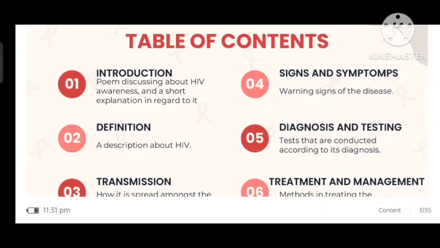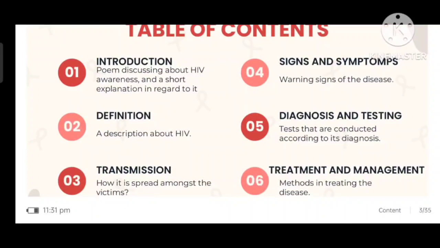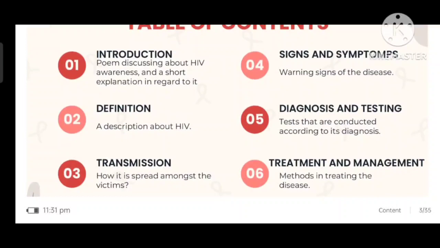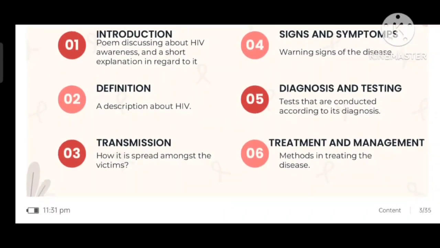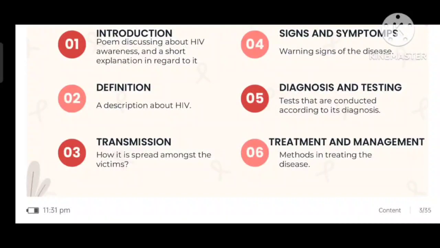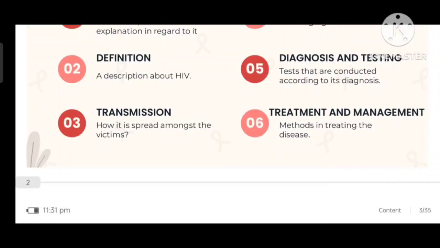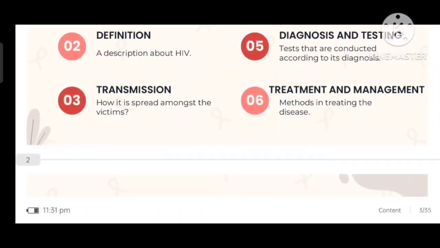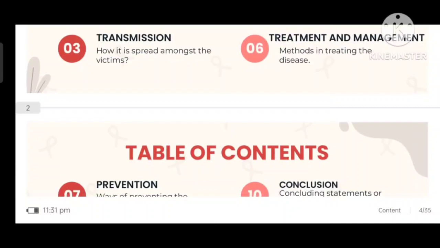Poem discussing HIV awareness and a short explanation in regard to it. Second one, definition, a description about HIV. Third one, transmission. How is it spread amongst the victims? Fourth one, signs and symptoms, warning signs of the disease. Fifth one, diagnosis and testing, tests that are conducted according to its diagnosis. Sixth one, treatment and management, methods in treating the disease.